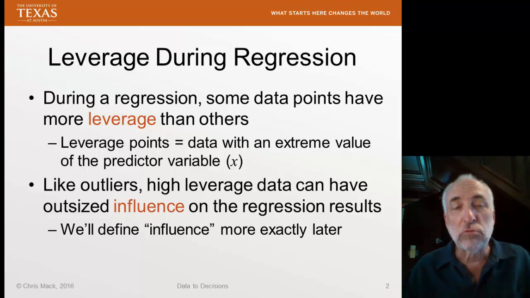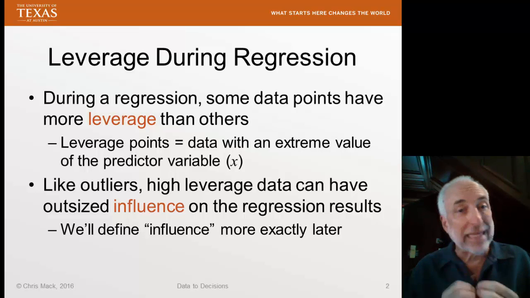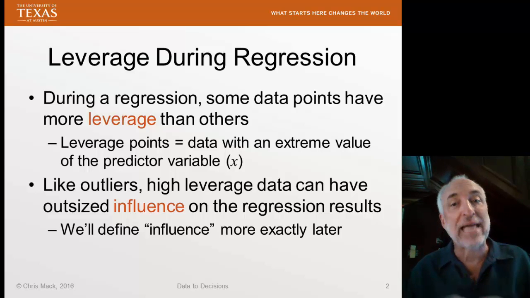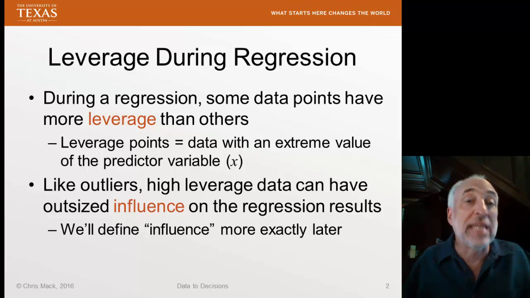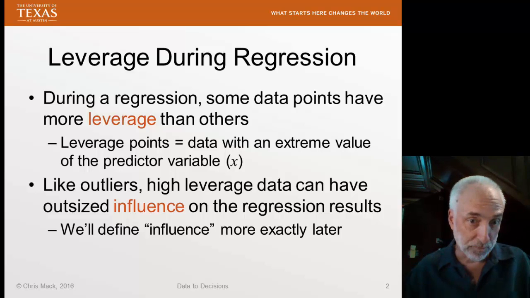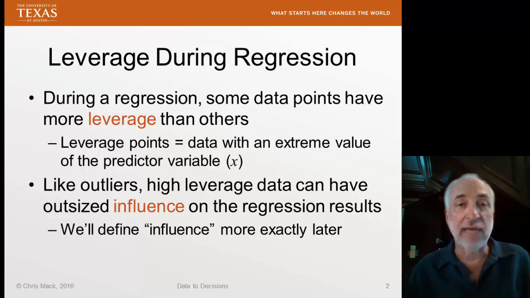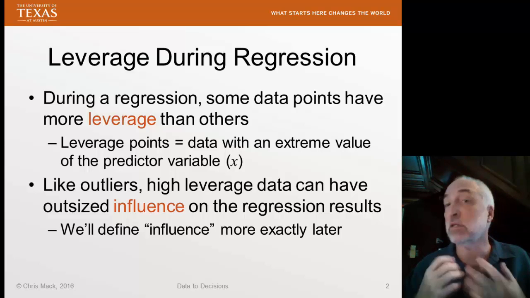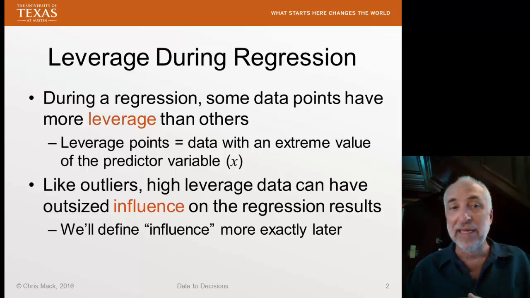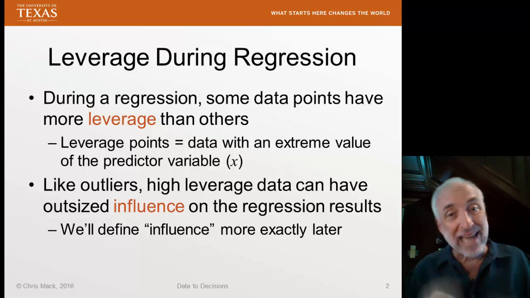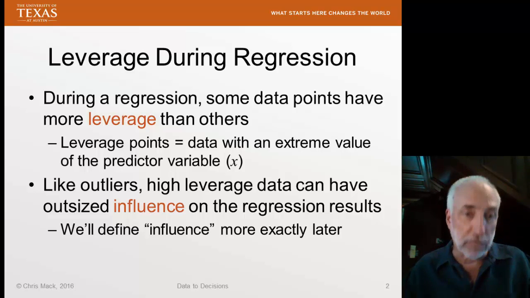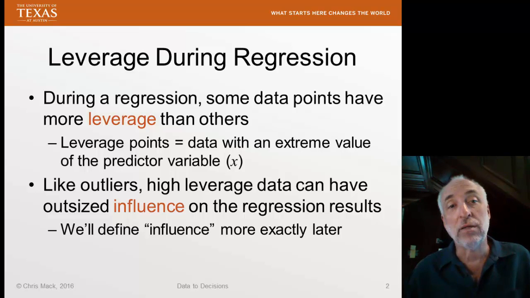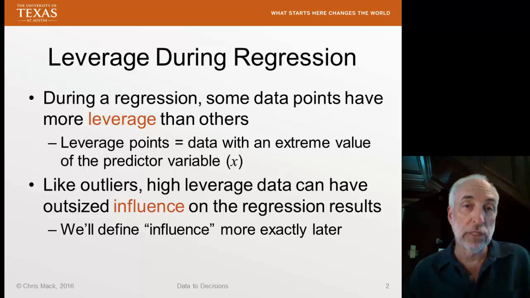But there's another concept called leverage. Data points with leverage are points that have extreme values in a predictor variable, x. And as a result, high leverage points can influence regression results in a similar way that outliers can. Now, in the next lecture, we're going to define what we mean by influence much more carefully. Now it's just kind of a vague concept. But I can define exactly what I mean by leverage now.